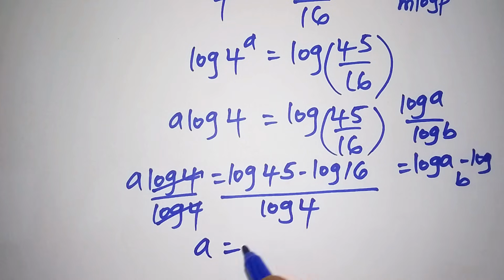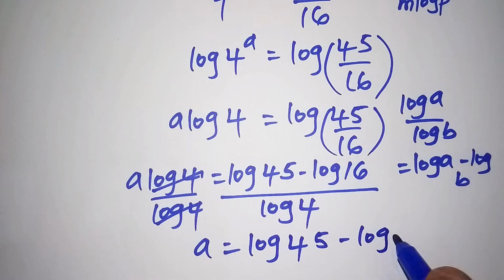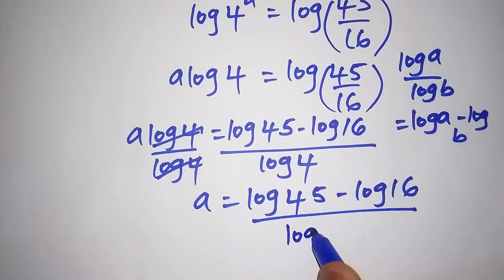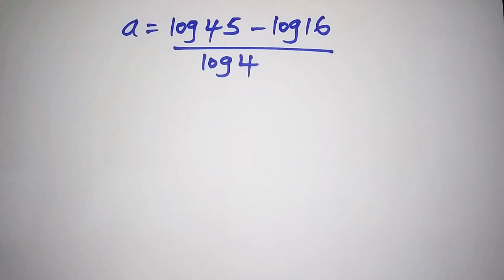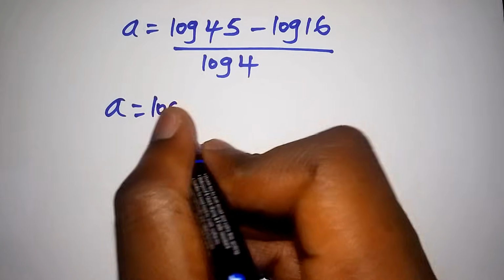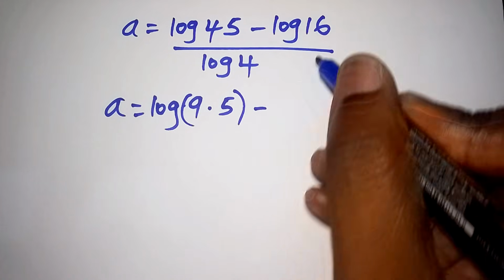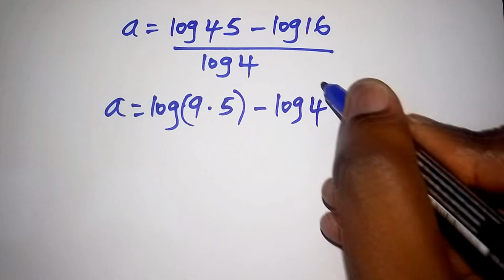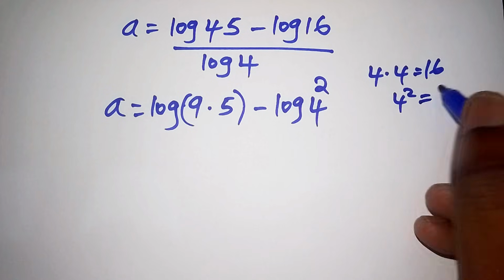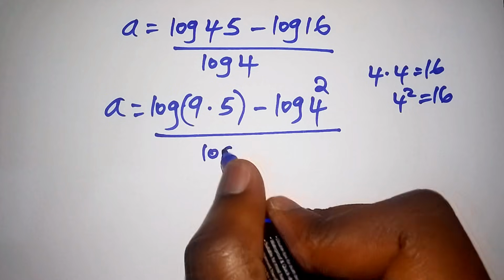So now a is equal to the log of 45 minus the log of 16, then divided by the log of 4. Next we shall say that a is equal to the log of 45, which can be written as the log of 9 multiplied by 5, then minus log 16, which can be written as the log of 4 to the power of 2. That means that 4 multiplied by 4 is 16. That is, 4 to the power of 2 is 16. Then all over the log of 4.